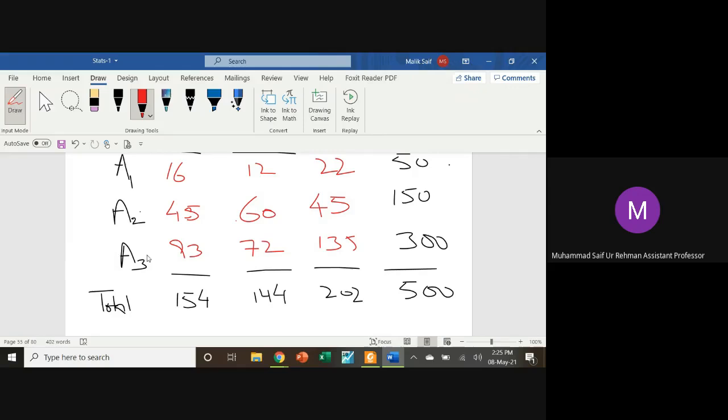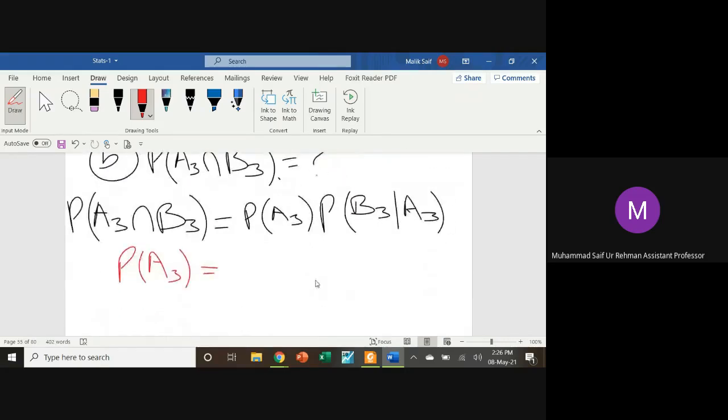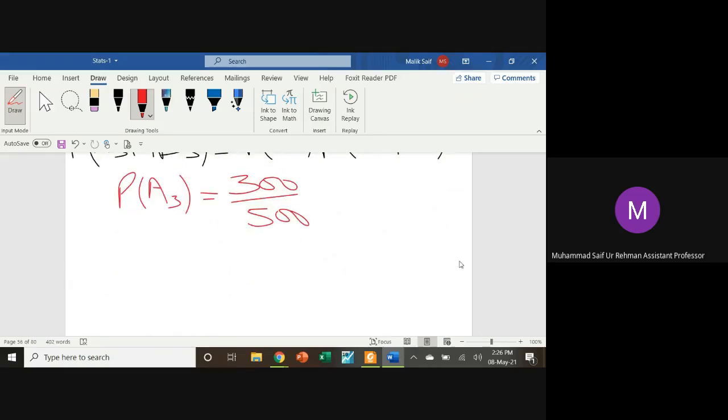A3, how many total people are there above average in total? 300. 300, sir. Yes, 300 people are above average. So this 300 from the total. Total people are 500, including the other categories. So 300 divided by 500. And then you are interested in finding out the probability of B3 given A3.